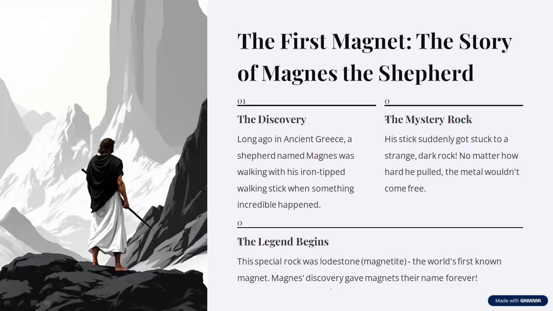His stick suddenly got stuck to a strange dark rock, and no matter how hard he pulled, the metal wouldn't come free. This special rock was the lodestone. It is called magnetite. It is a permanent magnet and occurs naturally in nature. That means wherever there are mines, these types of materials are already available. So this is the world's first known magnet, and the discovery gave magnets their name forever, right?